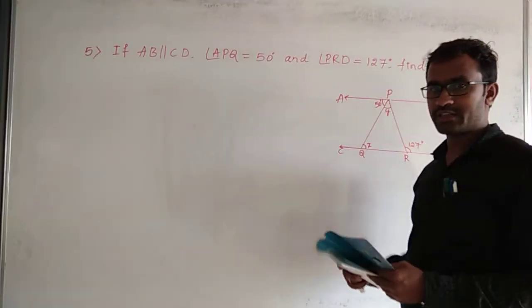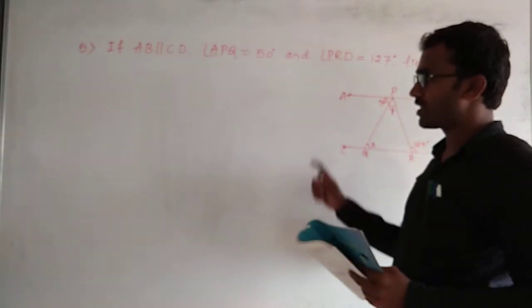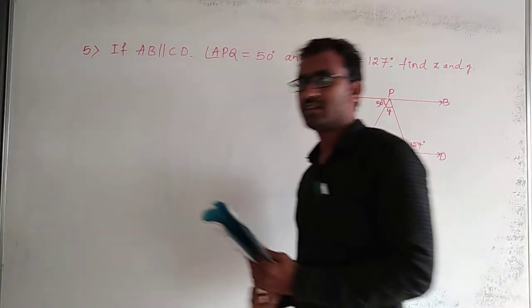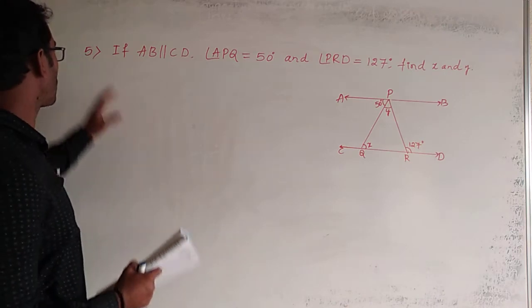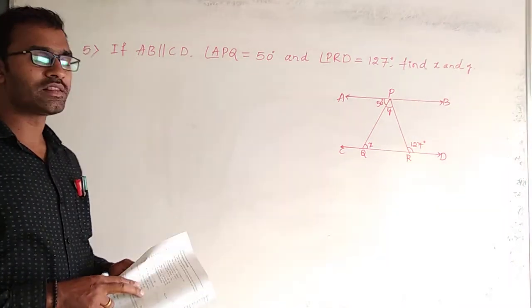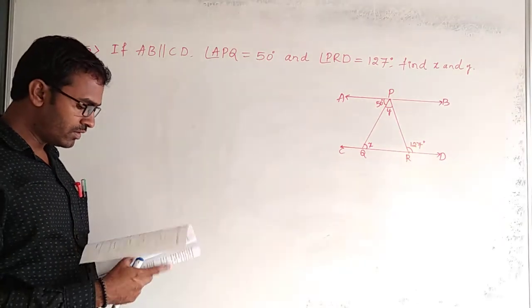So welcome to today's mathematics class. In this class we will continue the same exercise 3.2. Same exercise, continue only 3.2. So 3.2 is question number 5. Right? 3.2 is question number 5.